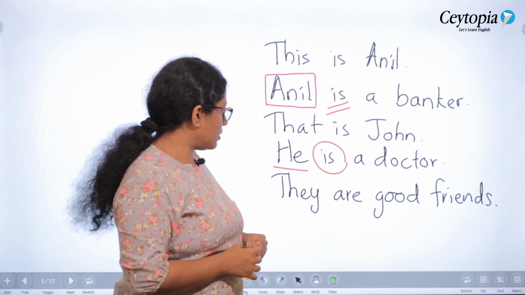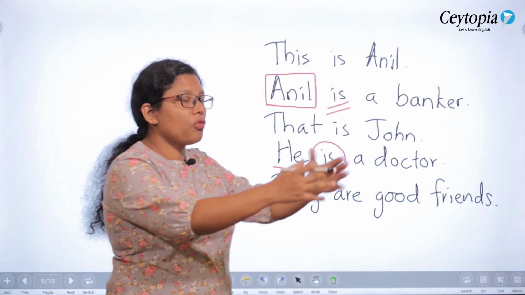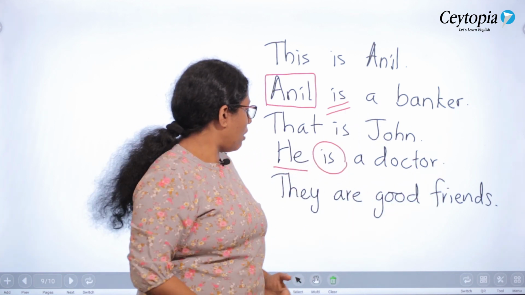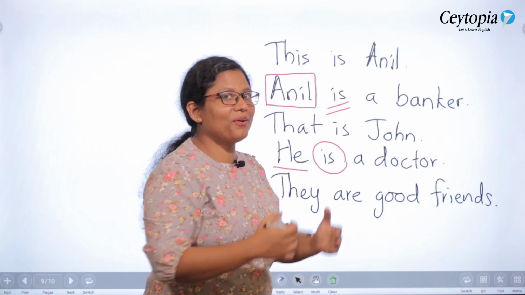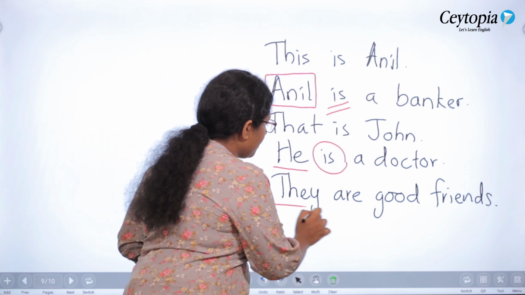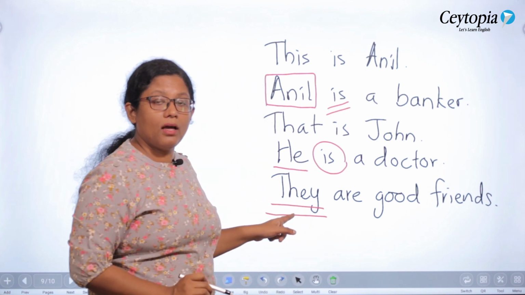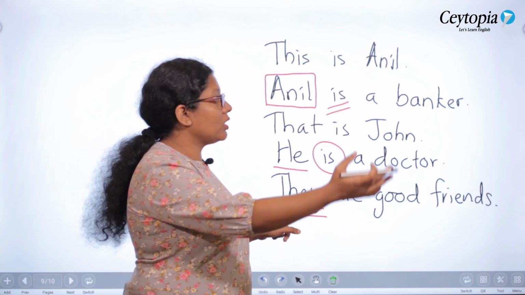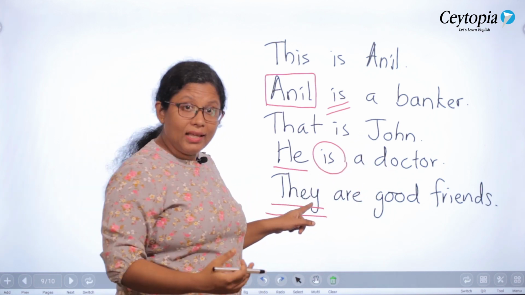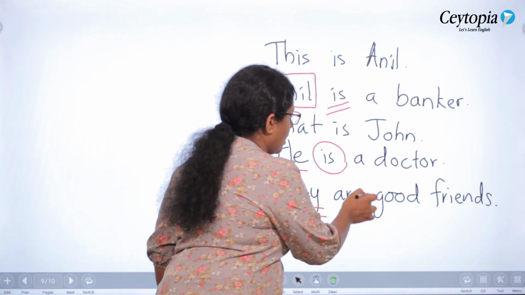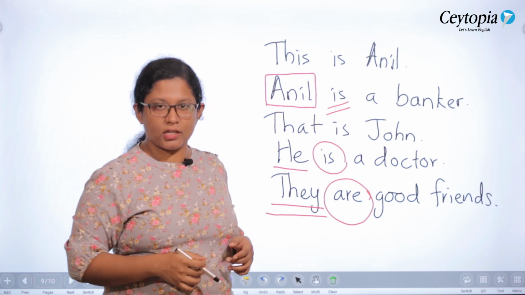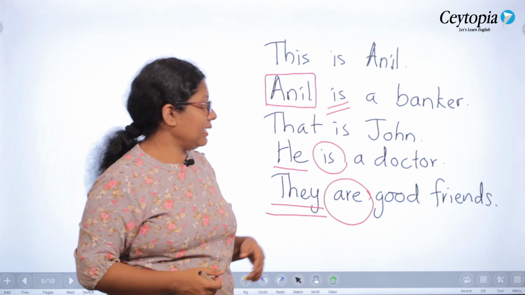He is a doctor. And I am referring to both of them, right? Anil and John. How about them? They are good friends. See, my subject here is they, a plural pronoun, they. I am referring to both Anil and John. Then my verb is are, plural verb. We call them be verbs or to be, right?